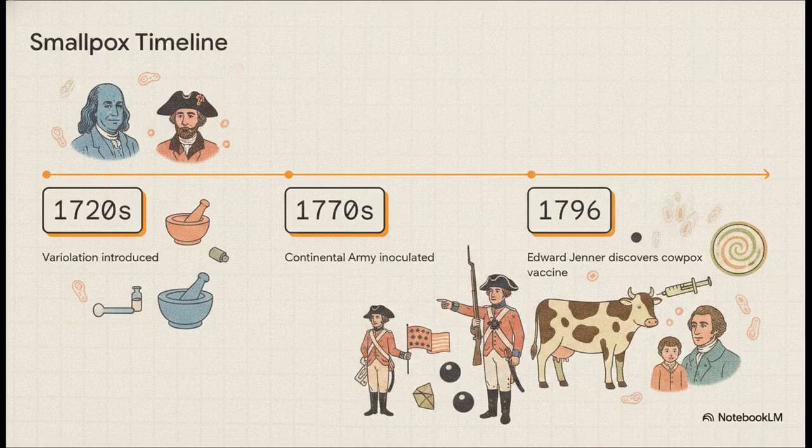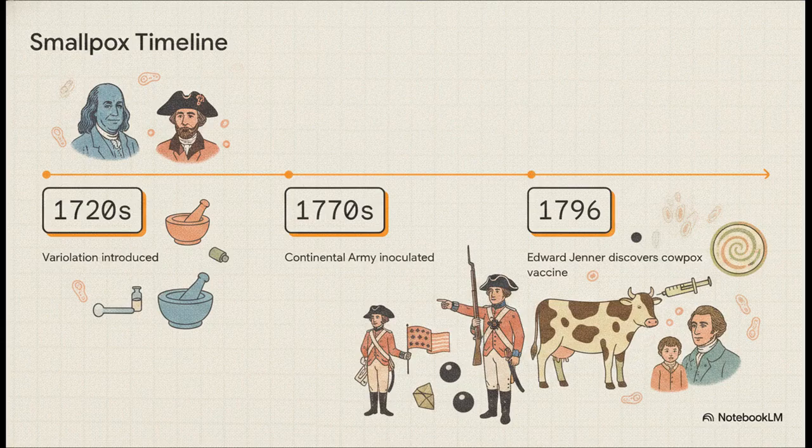This whole process of variolation literally changed history. Heavy hitters of the time like Reverend Cotton Mather and Benjamin Franklin strongly supported it. By the 1770s, it actually became a strategic military tool. Smallpox was a huge threat to the Continental Army, so General George Washington ordered his troops to be inoculated. It was a massive risk, but it paid off big time.